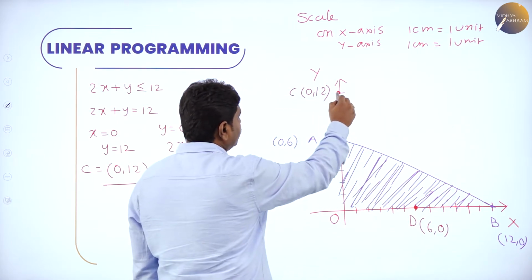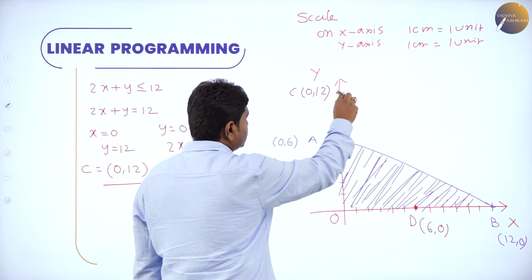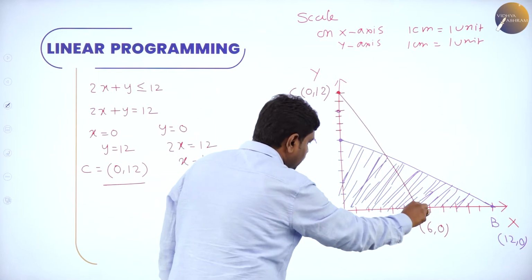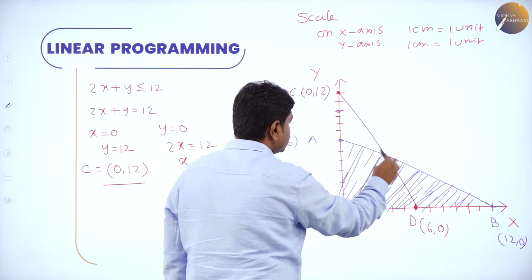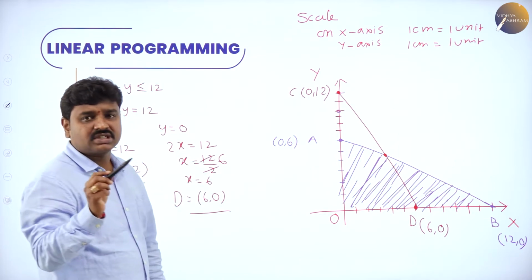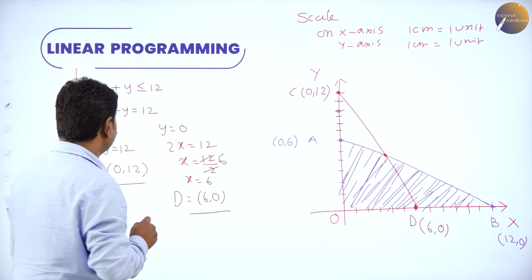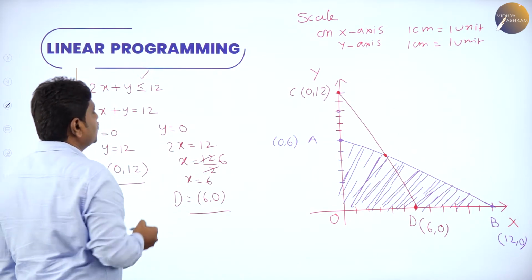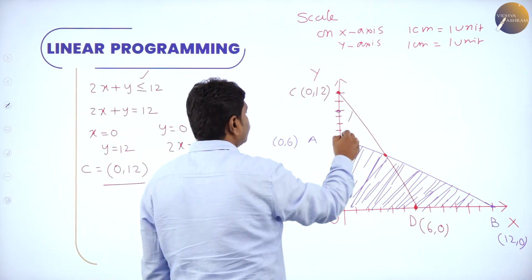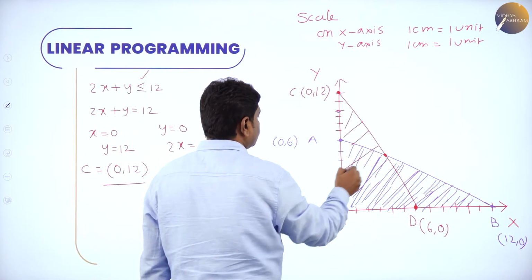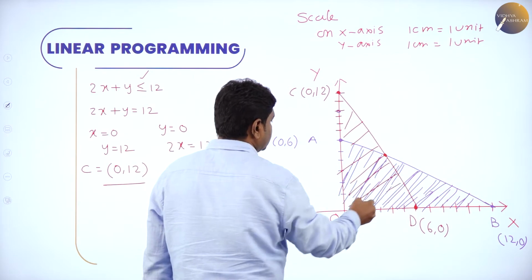Now let us draw a line between C and D. They will intersect. This is the point of intersection. Now we need to shade this line. In order to shade, again we have less than. Less than means generally shade below. So shade them below.